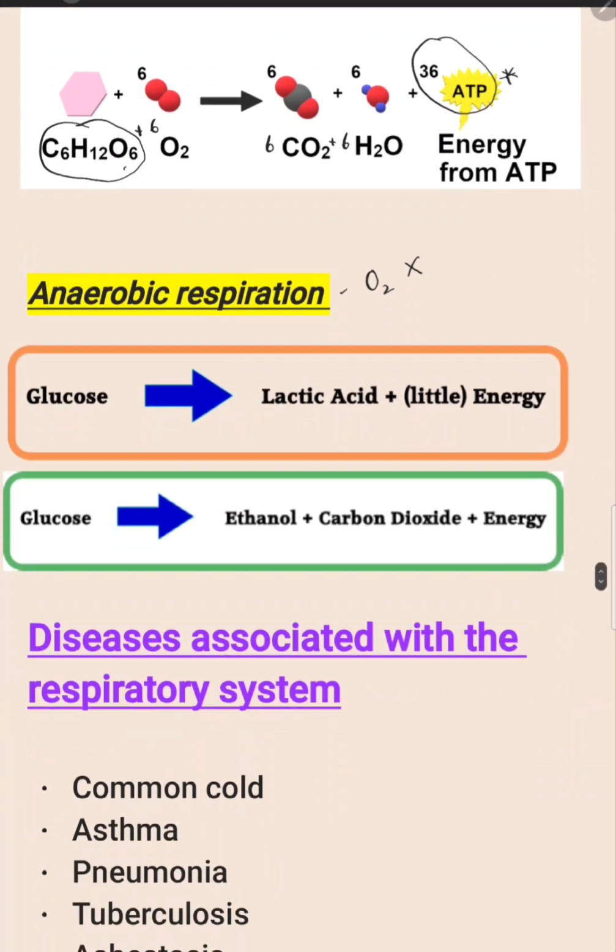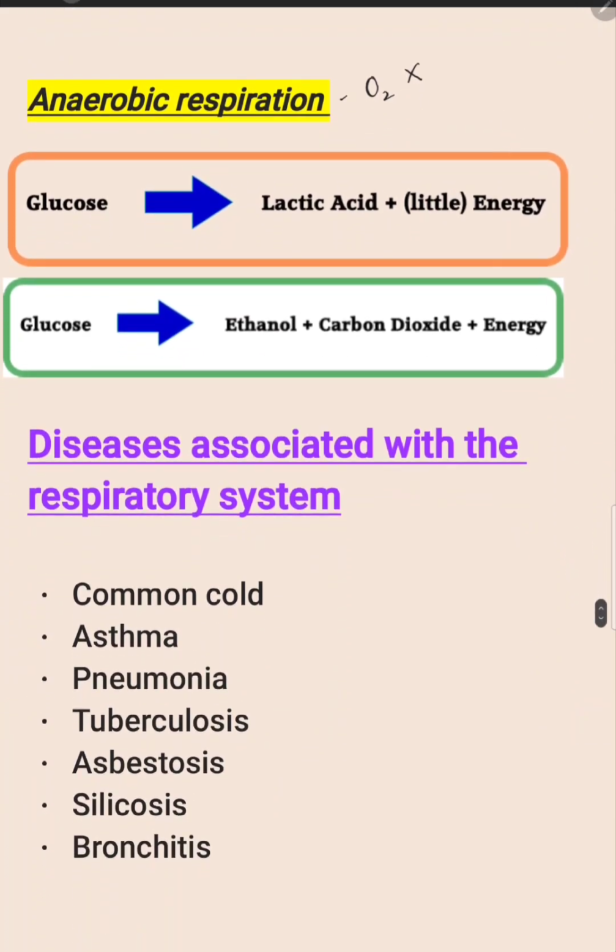Anaerobic respiration is done by both plants and animals. When animals do anaerobic respiration, they produce lactic acid and a little amount of energy. When plants do anaerobic respiration, the glucose produces ethanol, carbon dioxide and energy as products.